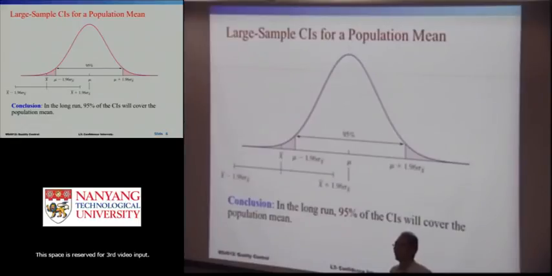What's the long run? Long run means we get one sample and compute the confidence interval. We get another sample, compute the confidence interval. Another sample, another CI, another CI. So this is called the long run.